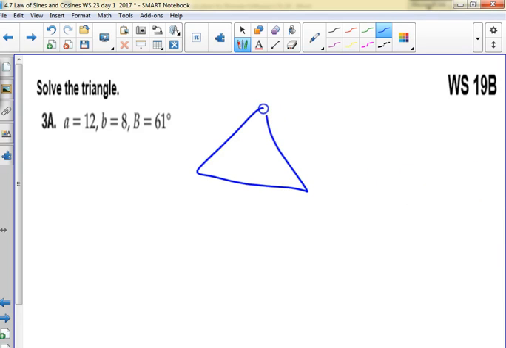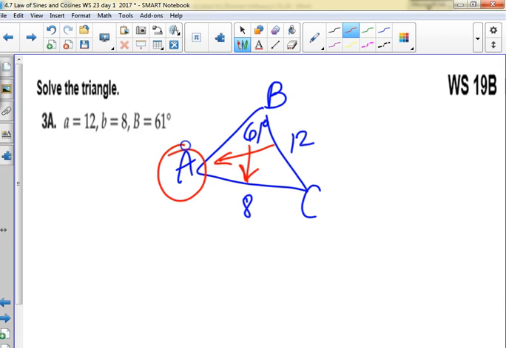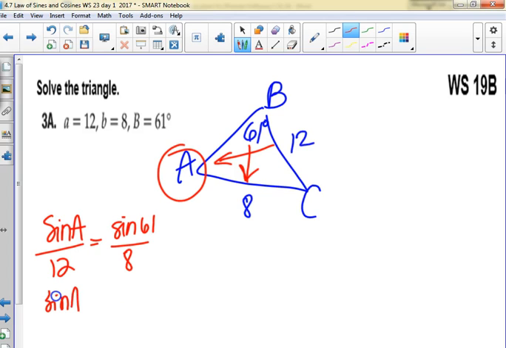So let's solve this triangle. A, B, C. Side A is 12, side B is 8, and angle B is 61 degrees. What am I going to find first, guys? These are across from each other, these are across from each other, so I'm going to look for angle A first. So the sine of A is across from 12 in the same way the sine of 61 is across from 8. So when I type 12 times the sine of 61 divided by 8, closing your parenthesis around the 61.